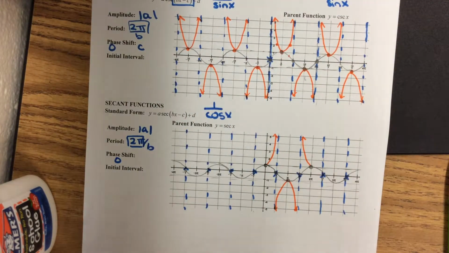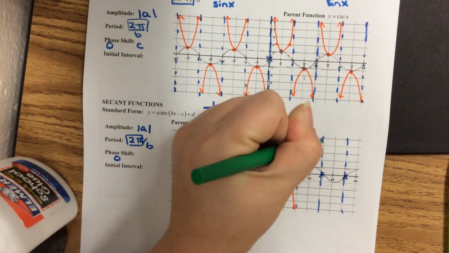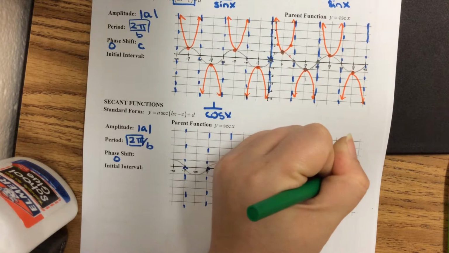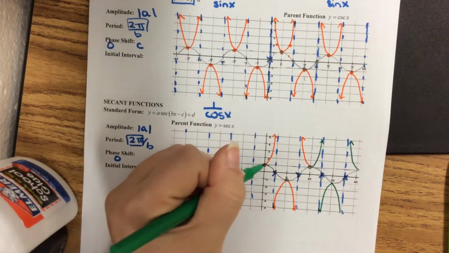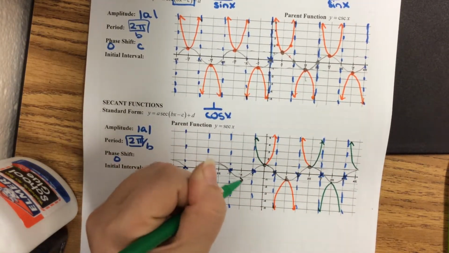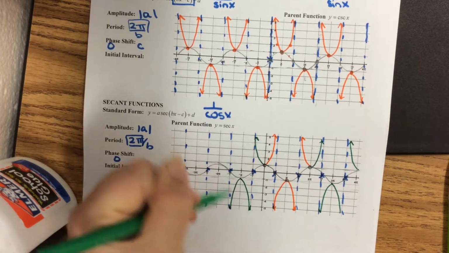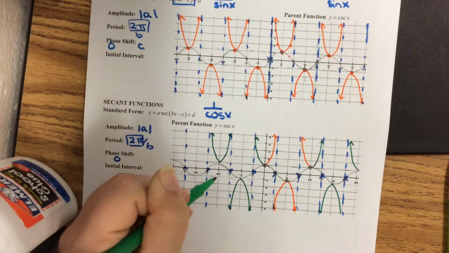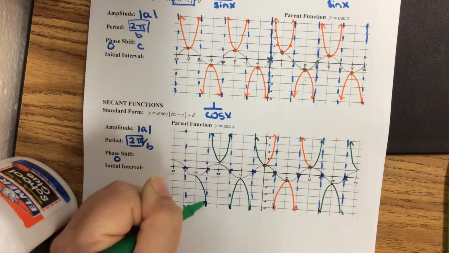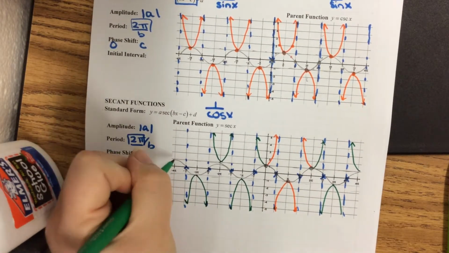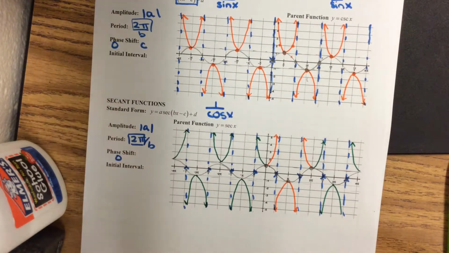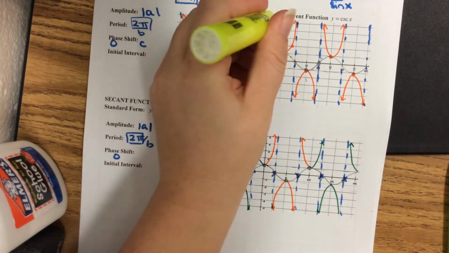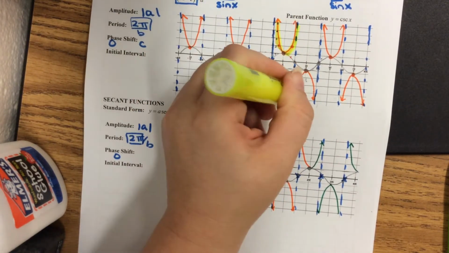It'll still continue that pattern. I'll change colors just so you can see that it does continue forever, just like sine and cosine do. But they're not typically in that initial interval. Probably should have done that above, but I'll come back and highlight. So there's our secant and cosecant graphs. Again, initial interval here, just so you can see it. Here and here.